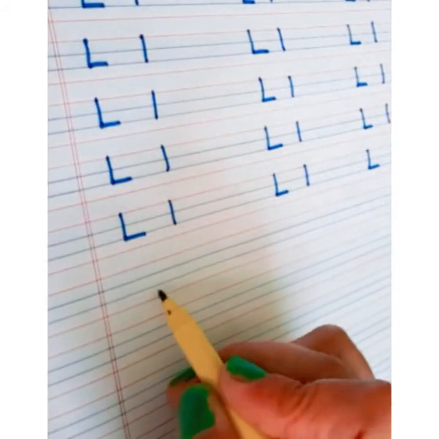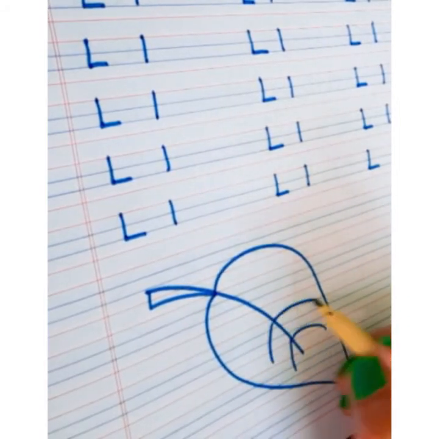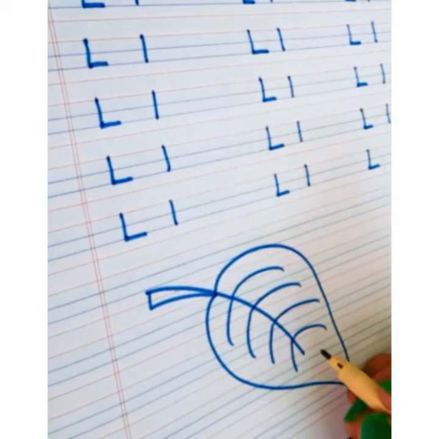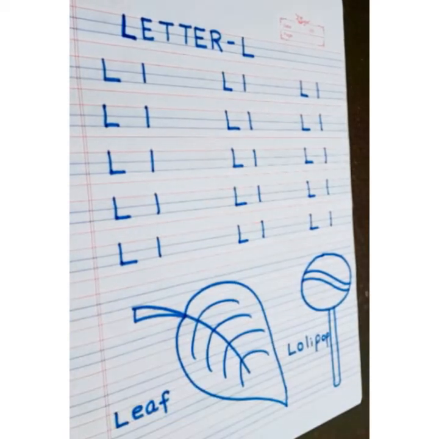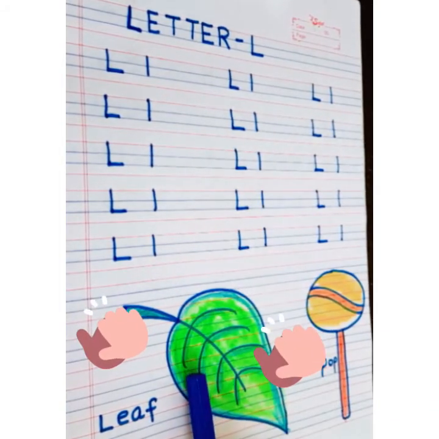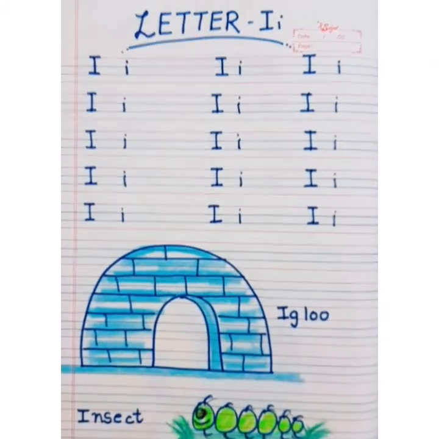Let's draw something related to letter L. L. Leaf. Green leaf. L. Lollipop. Now let's color. L. Leaf and lollipop. Now let's have a quick recap.